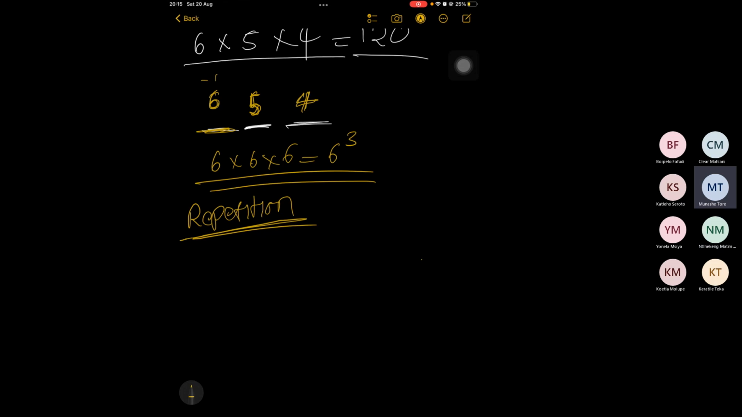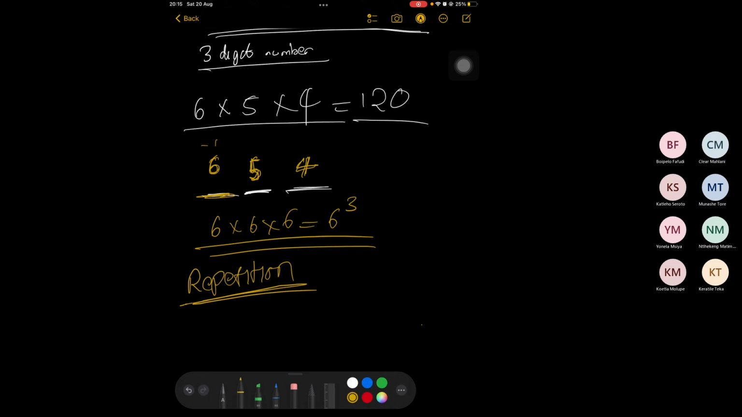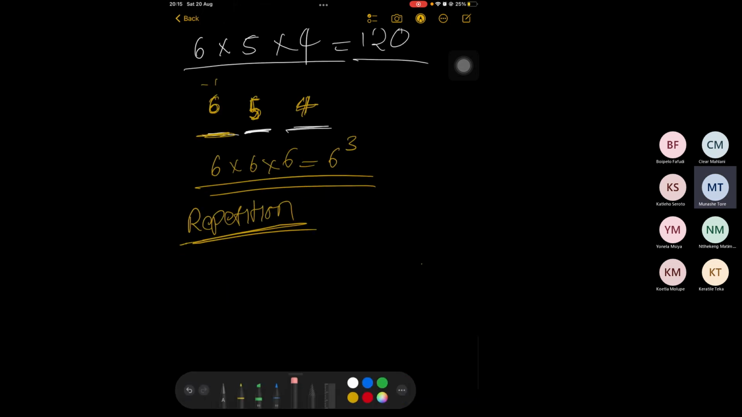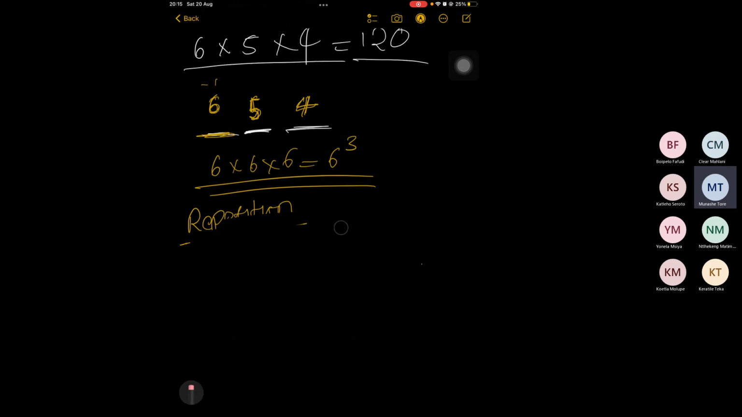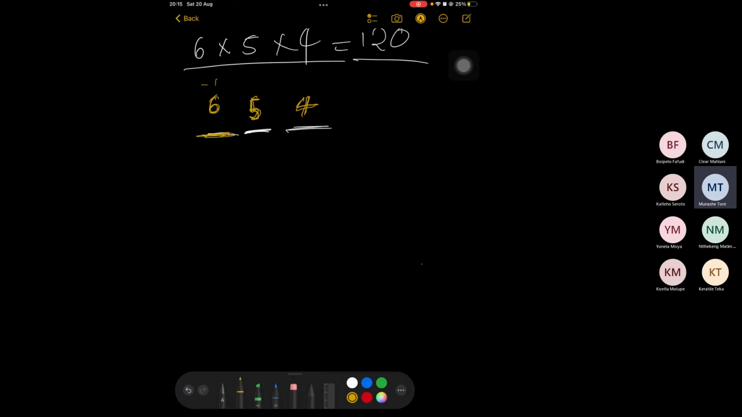When you are told that there is repetition, then that's when the multiplication principle normally applies. Does it answer your question that you had asked me earlier? Yes, I get it now. Okay. So you have 6 times 6 times 6, which is going to be that. But provided you didn't have repetition, it's going to be 6 times 5 times 4.